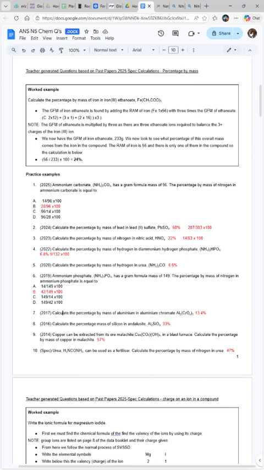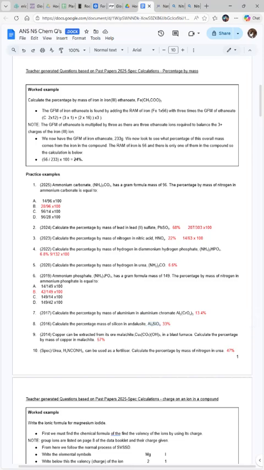Calculate the percentage by mass of aluminium. So again, what is aluminium's relative atomic mass? Times it by 2, because we've got 2 in the compound, and then take the GFM of the overall compound, including the aluminium, and it will give you 13.4. Calculate the mass of silicon in andalusite. So we've got 1 silicon. Go to our data booklet, page 7, it'll tell us the GFM of silicon, divided by the GFM of the compound as a whole, and it gives you 33%.